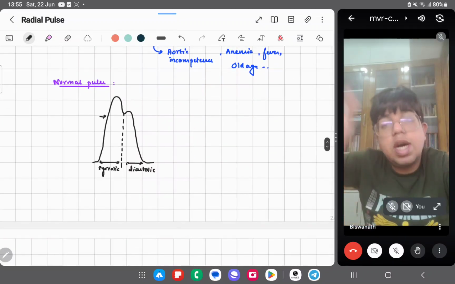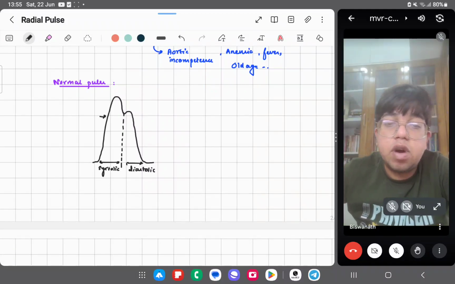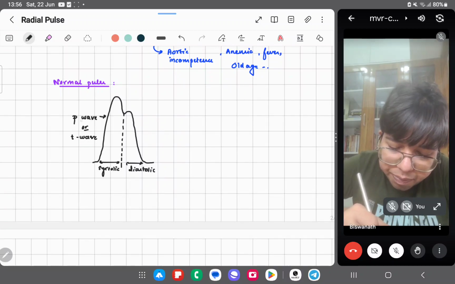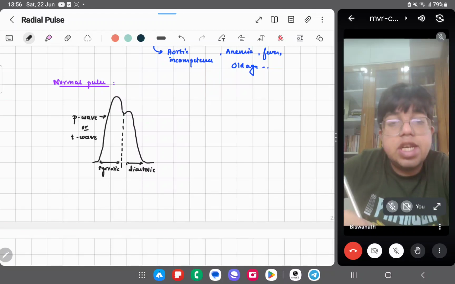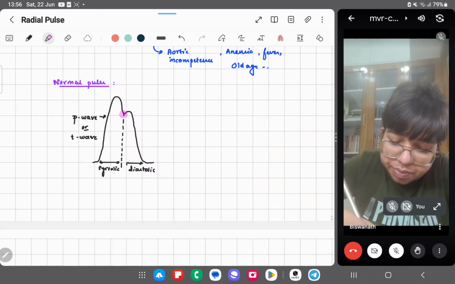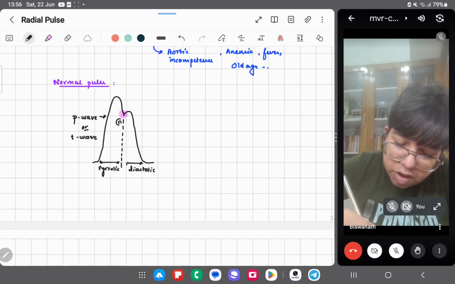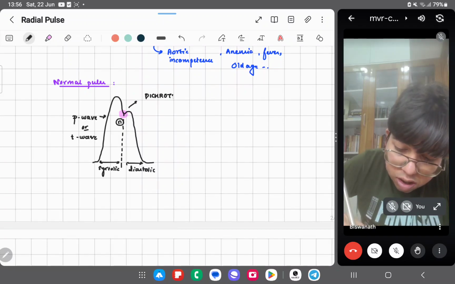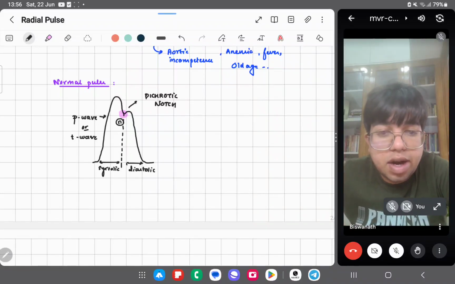This wave which is going upwards is called the P wave, the percussion wave, or the tidal wave. You can say P wave, or T wave, the percussion wave or the tidal wave. Then we have a notch here, N for notch. This is called the dicrotic notch.